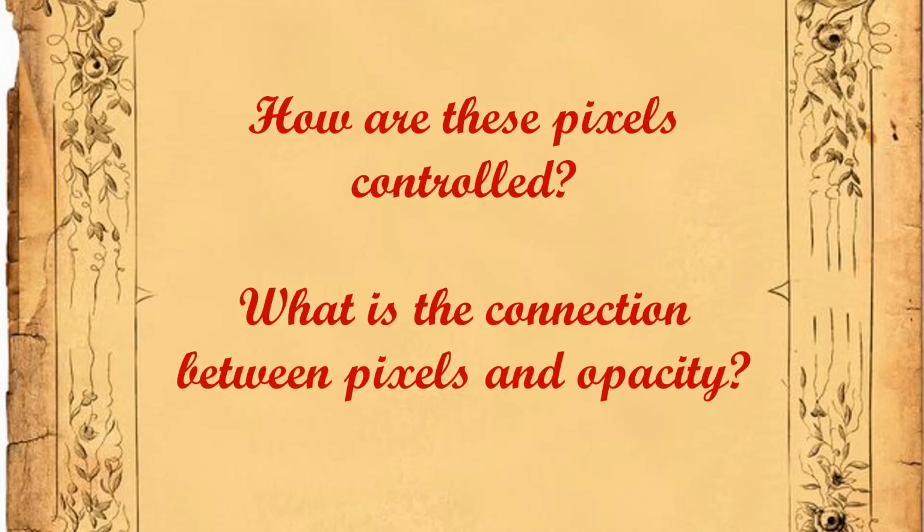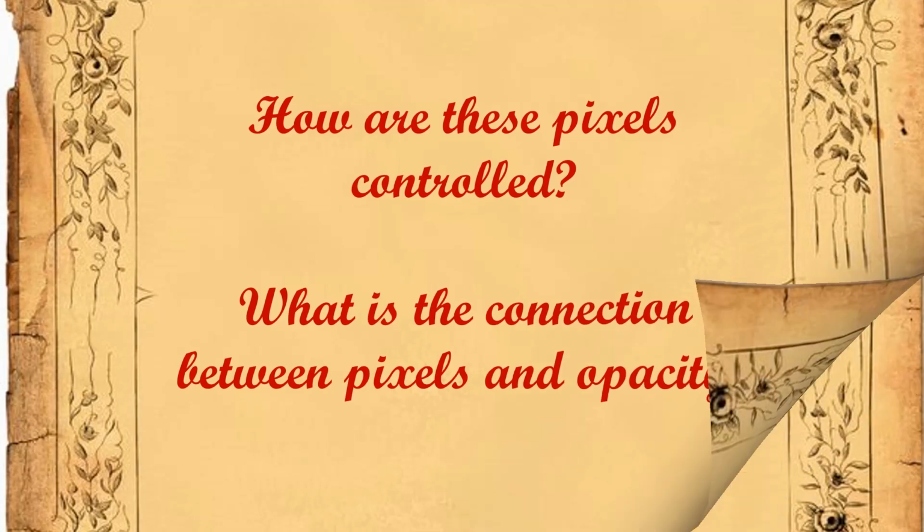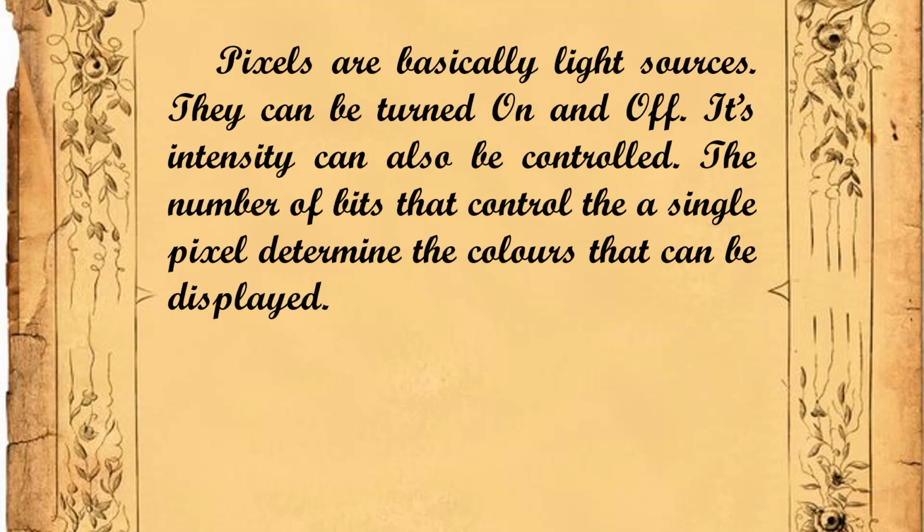So, you may wonder, how are these pixels controlled and what is the connection between pixels and opacity? Pixels are basically light sources. They can be turned on and turned off by the system. Its intensity can also be varied. The number of bits that control a single pixel determines the color that the pixel displays.